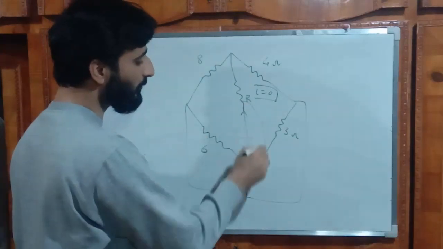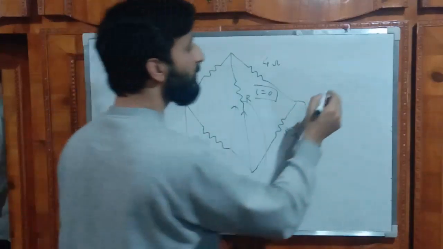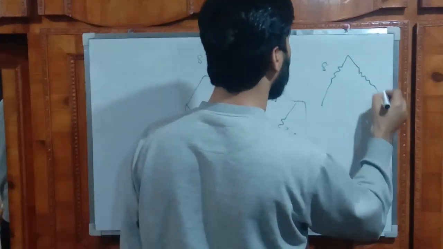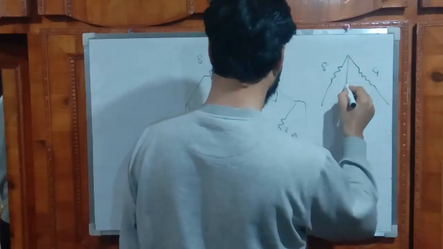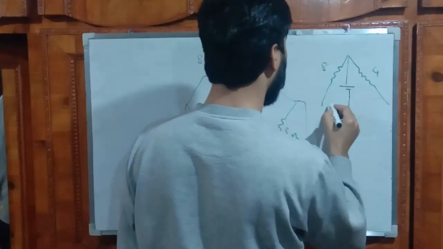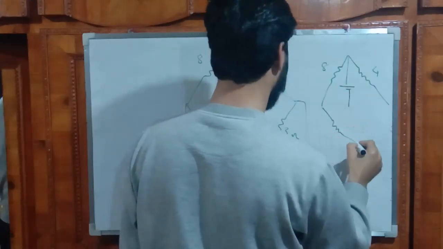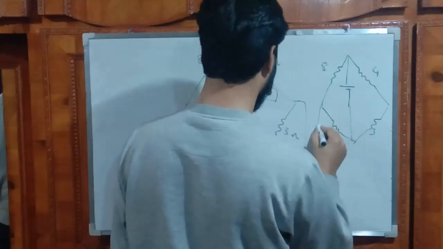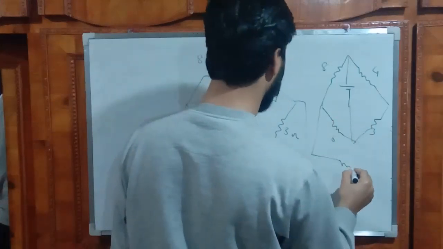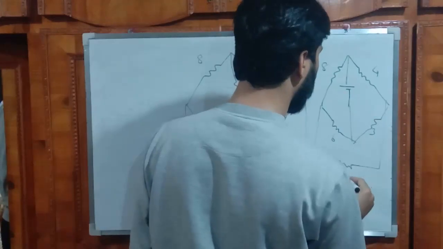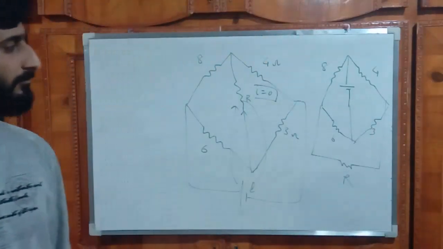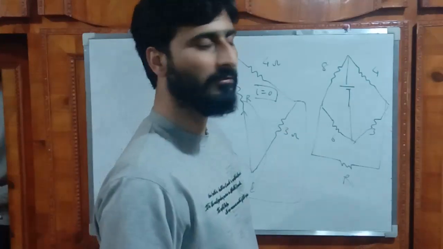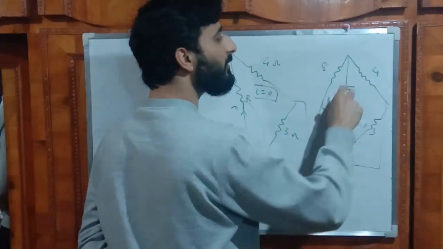So we will go for a swap. This resistor will go here and this battery will go here. So we will get a circuit like this. 8, then we have 4, then there is a battery, then we have a 6, 3, and then we have a resistor like R. See, it's like this. Is this a Wheatstone bridge? The battery is connected.